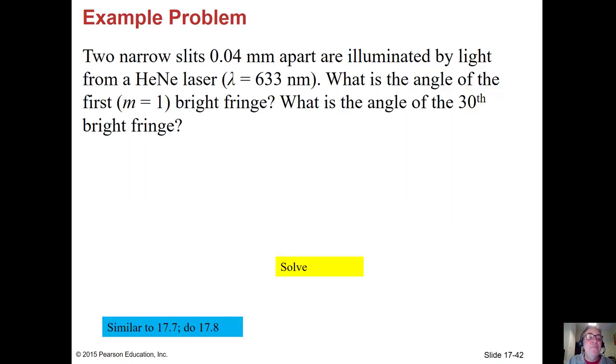Here's an example problem. Two narrow slits 0.04 millimeters apart are illuminated by light from a helium neon laser. There's the wavelength. What is the angle of the first bright fringe? What is the angle of the 30th bright fringe? And this is similar to 7.78 from the homework. So take a look at the homework help video. But let's take a look at this problem.